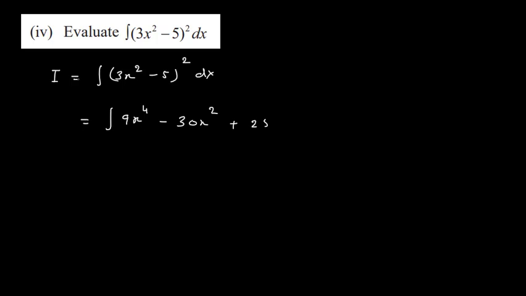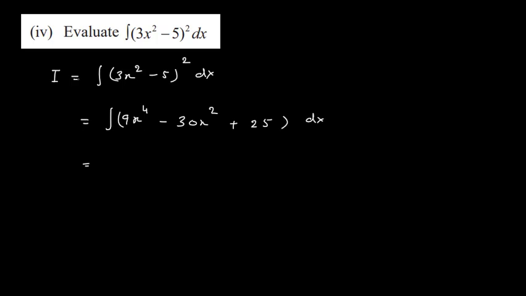Now here you have the fourth problem. You have to evaluate (3x square minus 5) the whole square. Okay. So what do you do? It's simple. We expand it. You know (a minus b) the whole square. Apply the formula and solve the problem. So here it is 9x power 4, then minus 2ab. So 2 into 3 is 6, 6 into 5 is 30. It is 30x square, plus 5 square is 25.